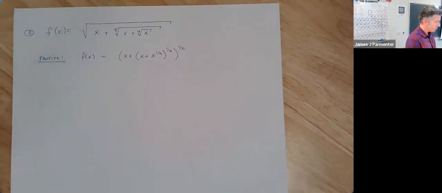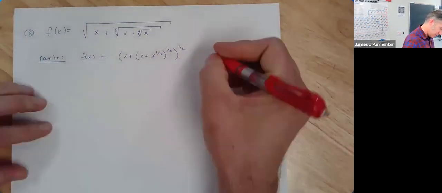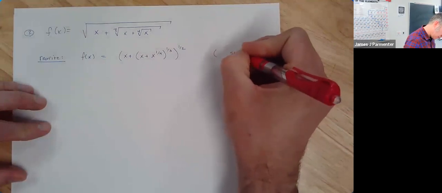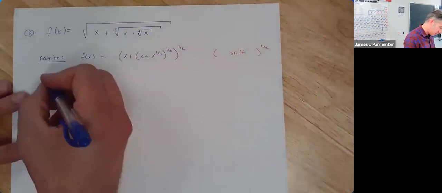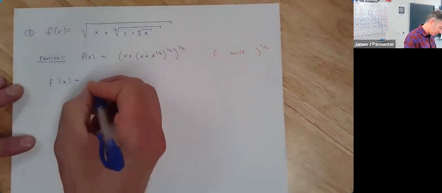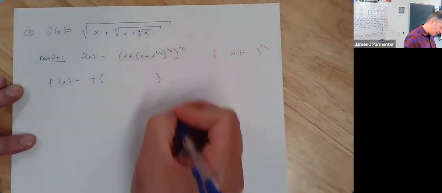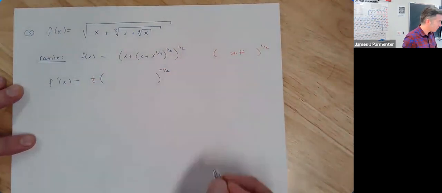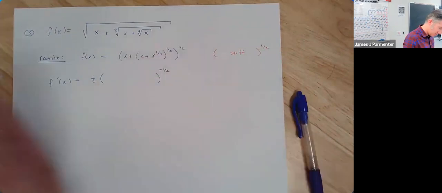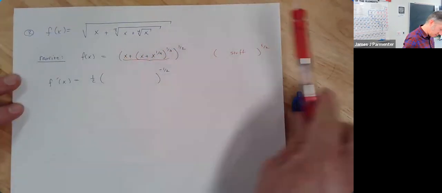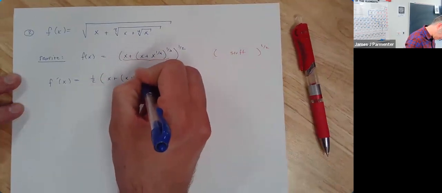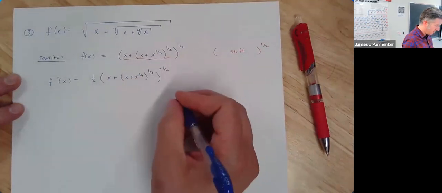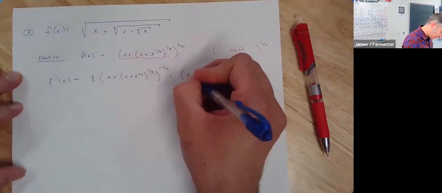Now we have to work from the outside in. So I've got a bunch of stuff raised to the 1/2 power. So when we start differentiating, my derivative is going to be 1/2 times all that stuff to the negative 1/2 power. And all the stuff is right there: x plus x to the 1/4, to the 1/3. But then I have to multiply by the derivative of the entire inside.